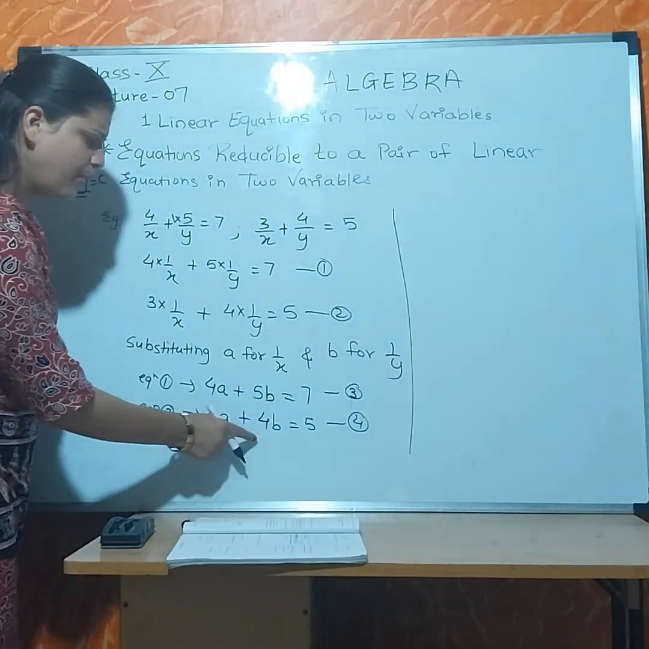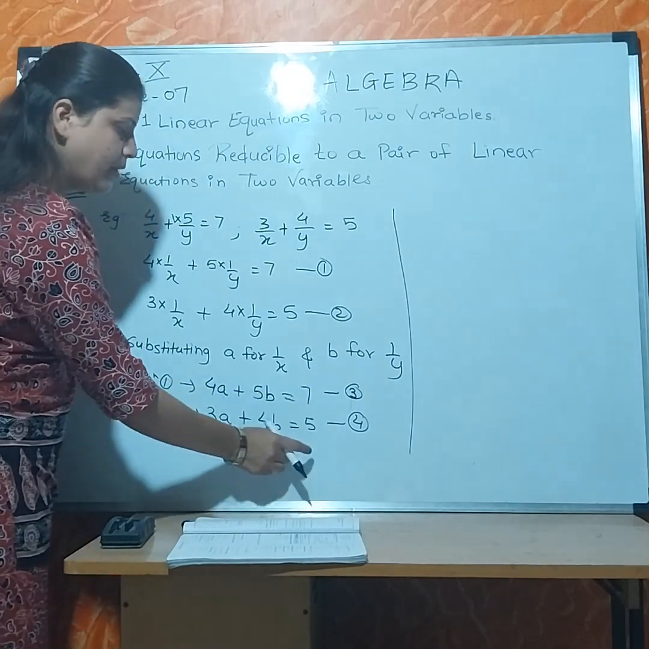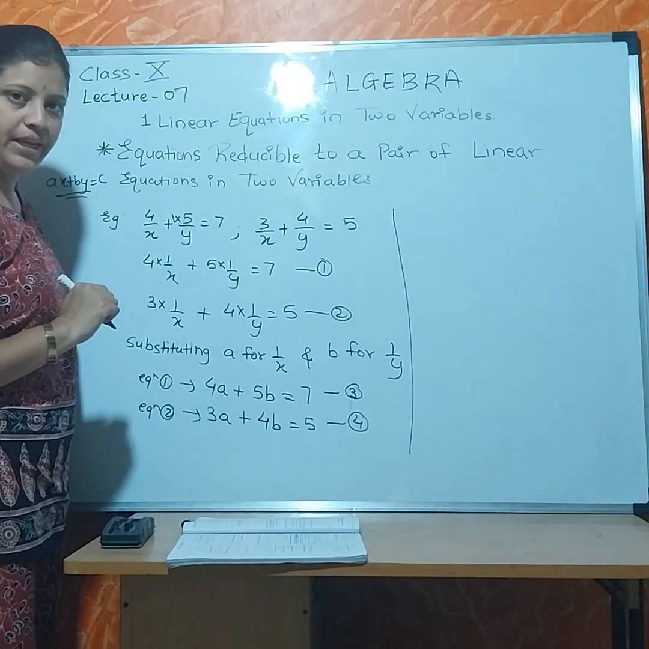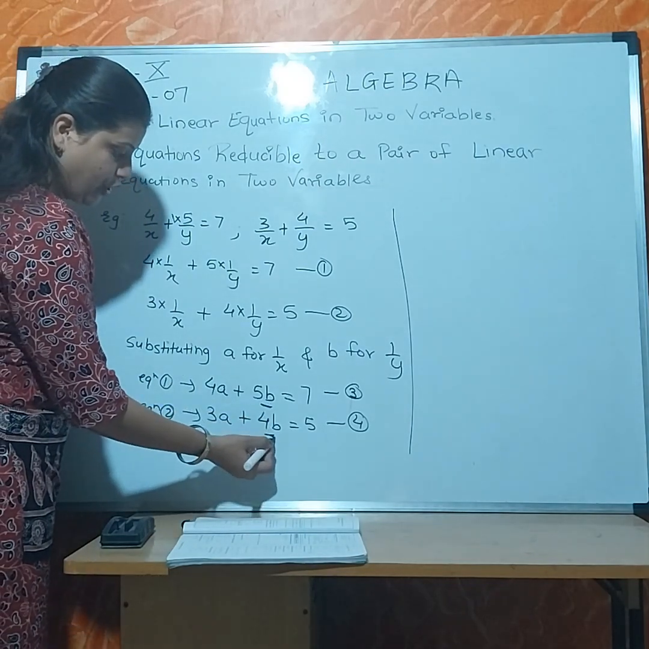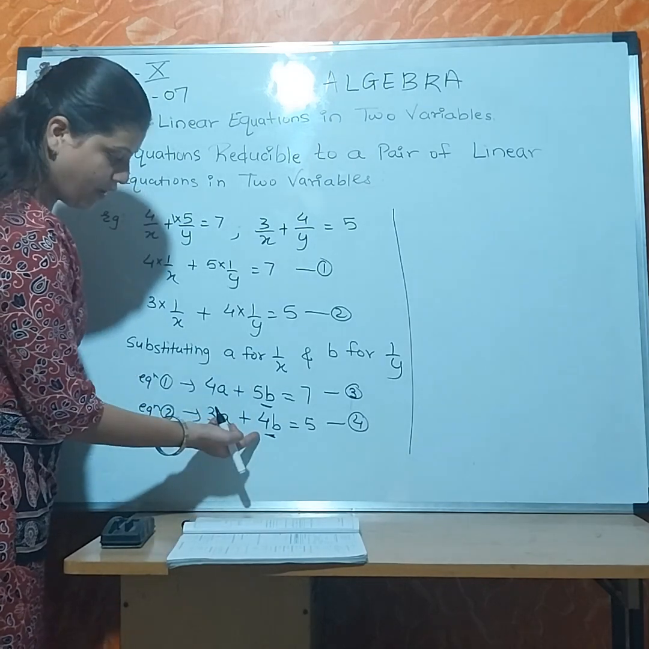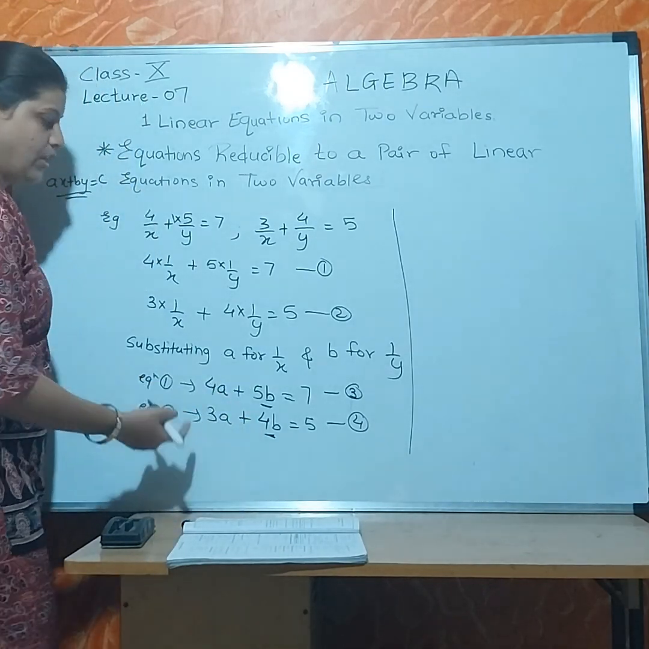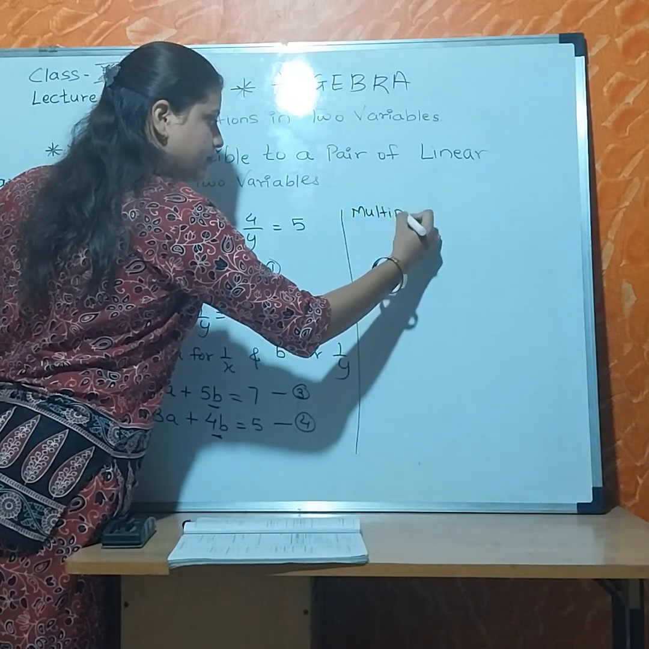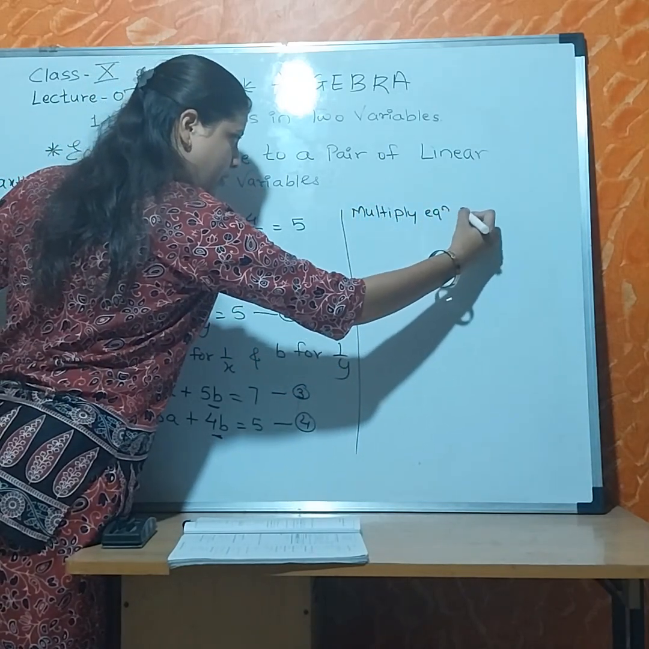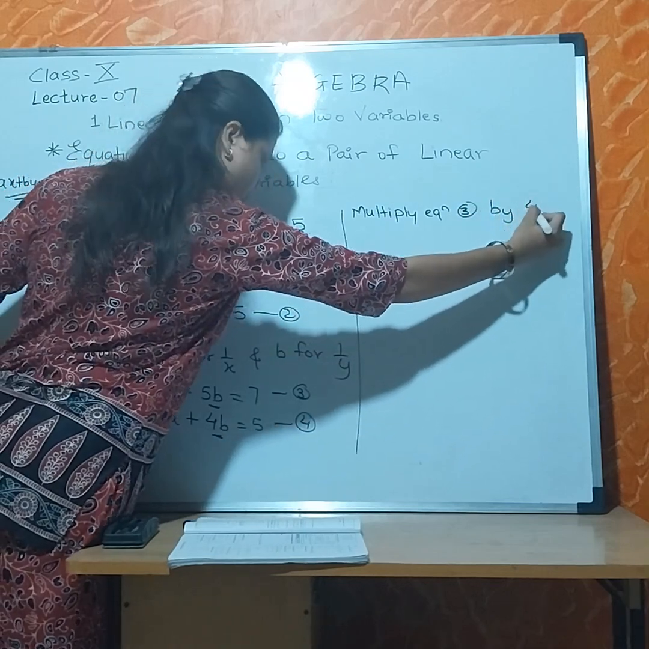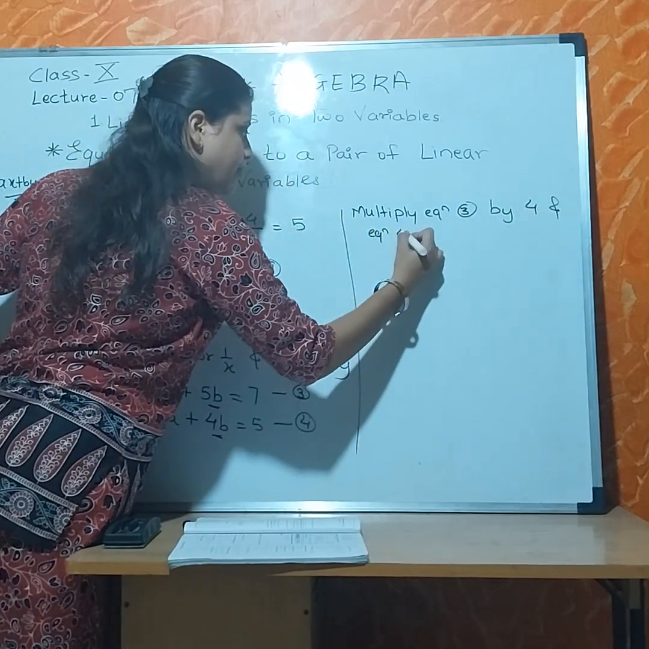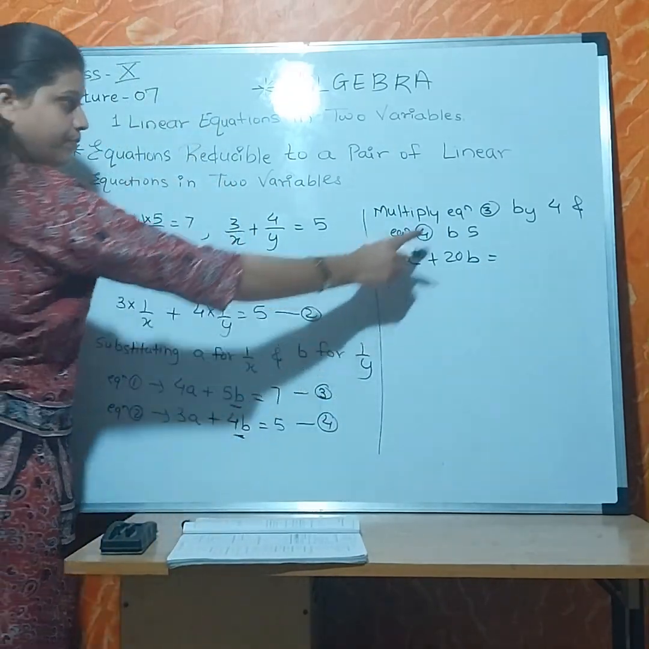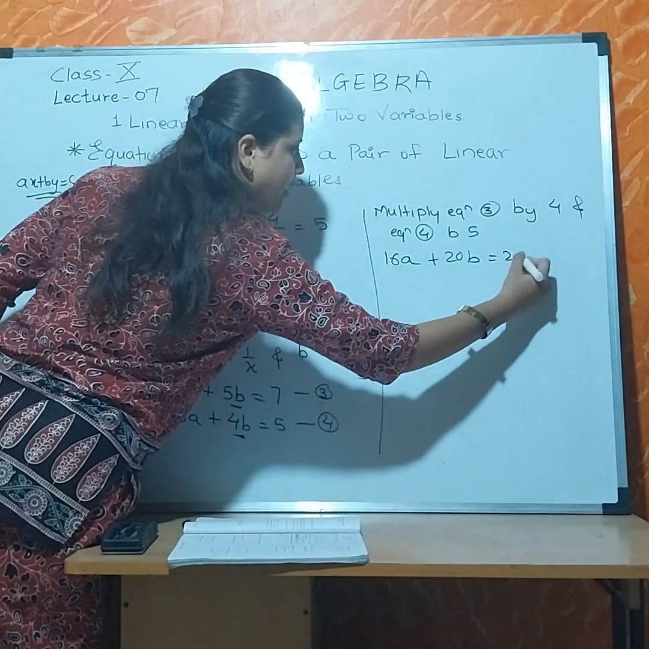To solve equation number 3 and equation number 4, we have to make the coefficient of one variable equal. So the coefficient of b: if we multiply this by 4 and this by 5, we get the same coefficient. So let us see. Multiply equation number 3 by 4 and equation number 4 by 5. 16a plus 20b is equal to 4 into 7, 28.